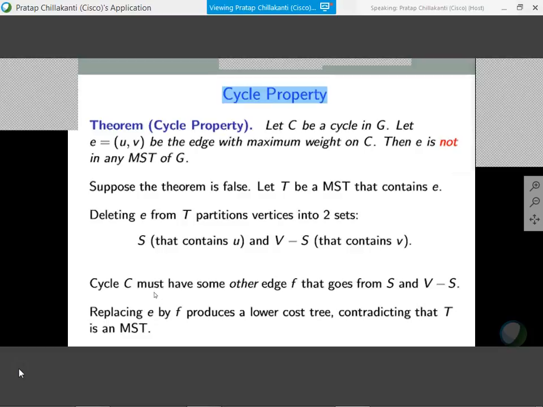Then you are saying that the cycle must have some other edge F that goes from S to V minus S. Okay. Now when you have some other edge there, because it's a minimum spanning tree, right? By replacing E with F you produce a lower cost tree. All right. So one, you assume that E is a high cost edge, but if there's another edge F going from one set to the other, by replacing it, you are getting a lower cost tree, which contradicts that T is an MST. So a simple proof like this.